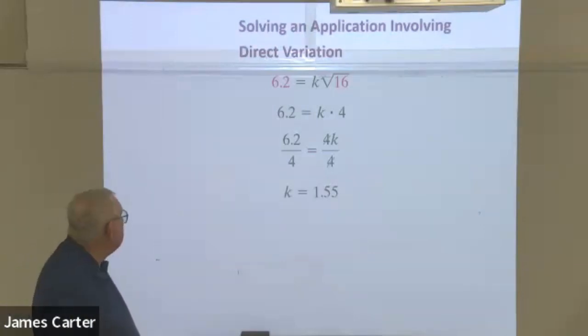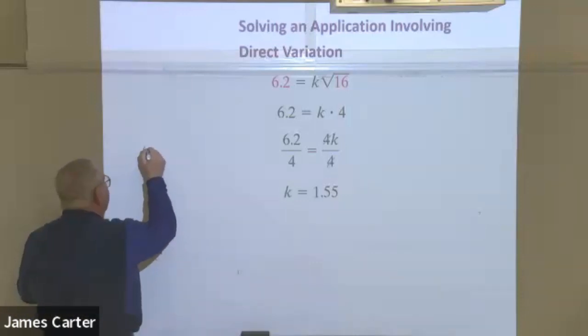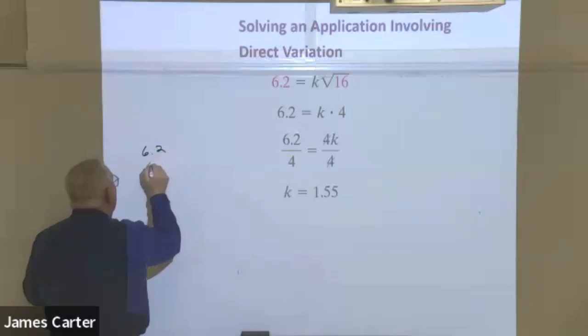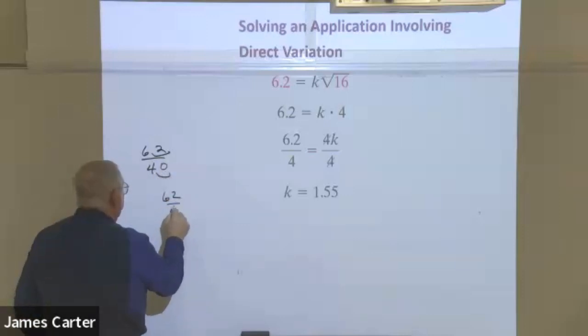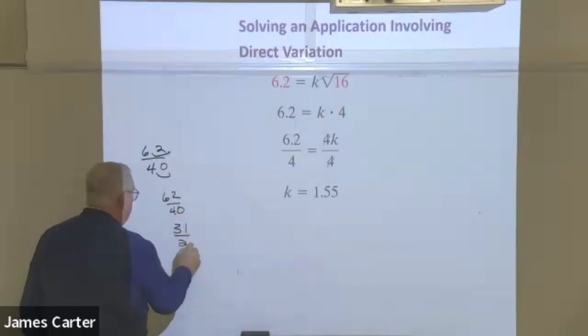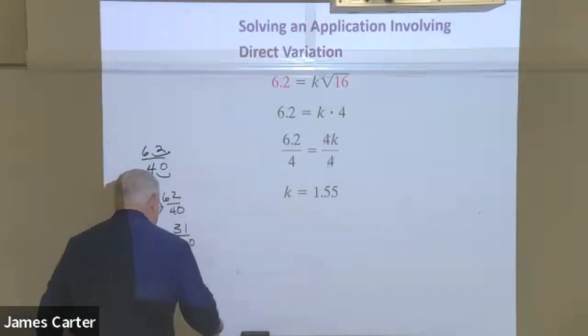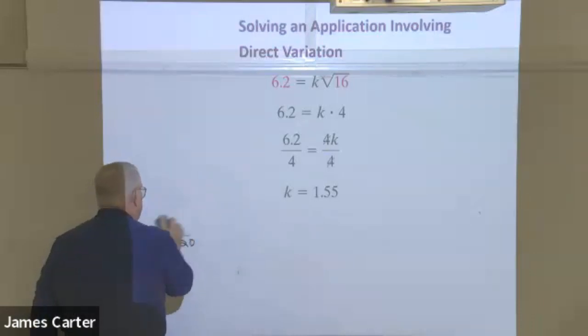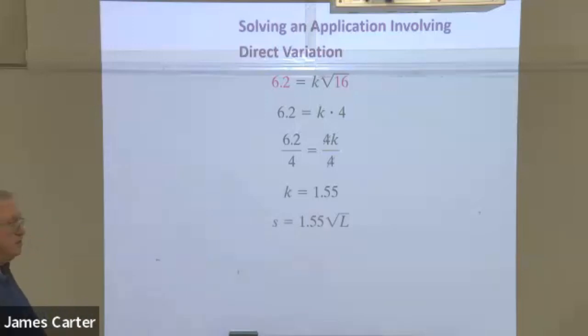Okay. Now, instead of 1.55, we could have done this and this. And so 62 over 40 reduced to 31 over 20. We could have used it as a fraction instead of a decimal, but in this case, probably a decimal is more efficient. There's my new equation of variation.